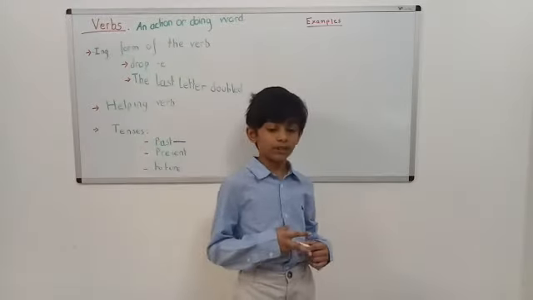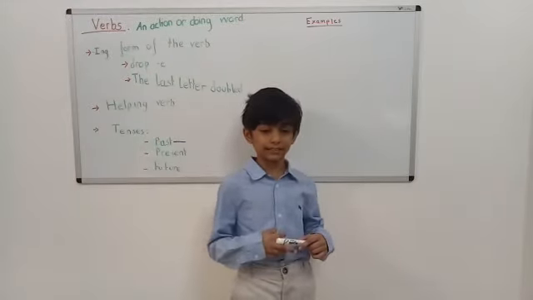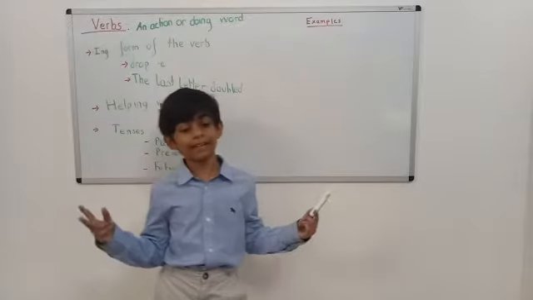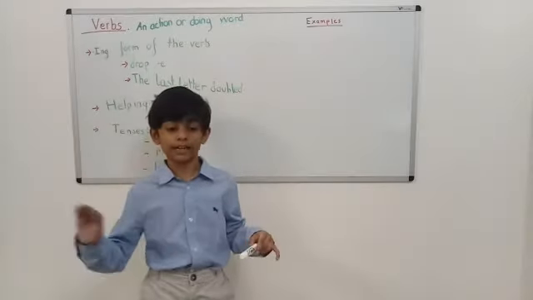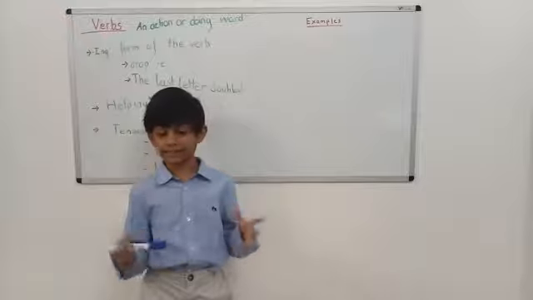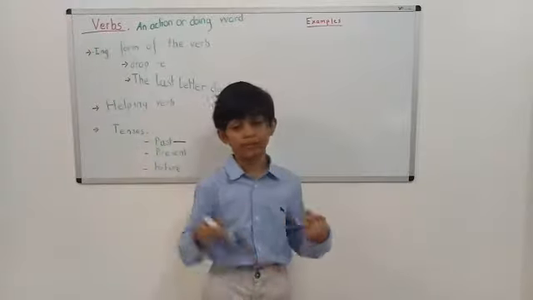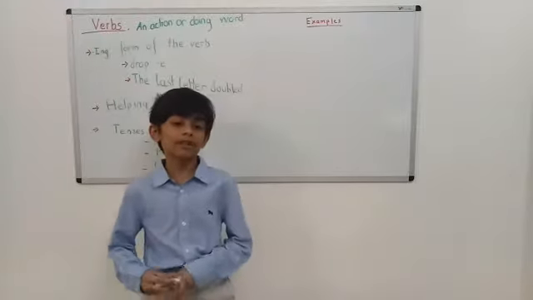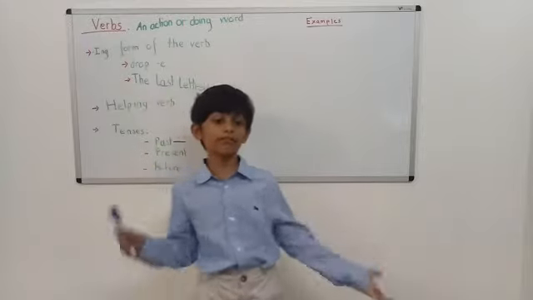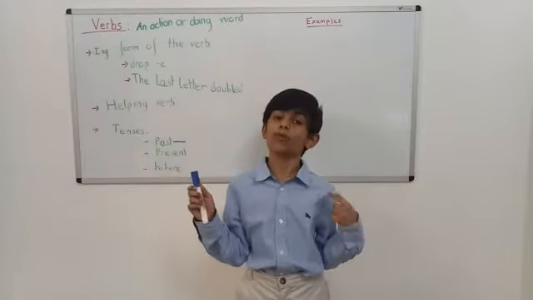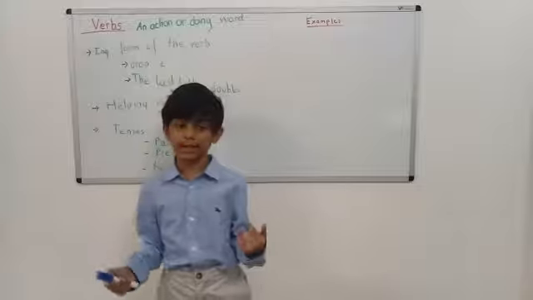A verb ending in -ing cannot be used without the help of a helping verb. Helping verbs are am, is, are, was, were, has, and have.